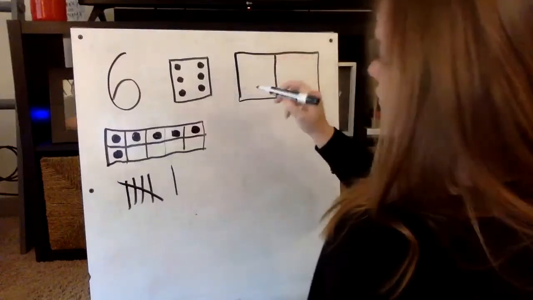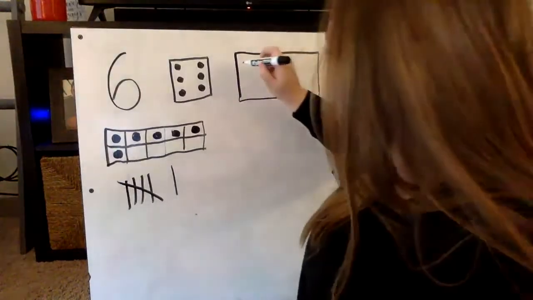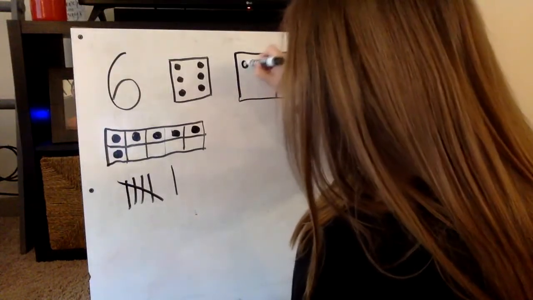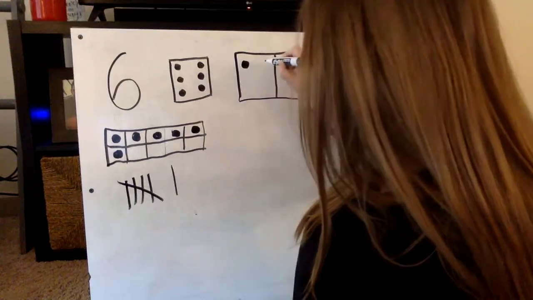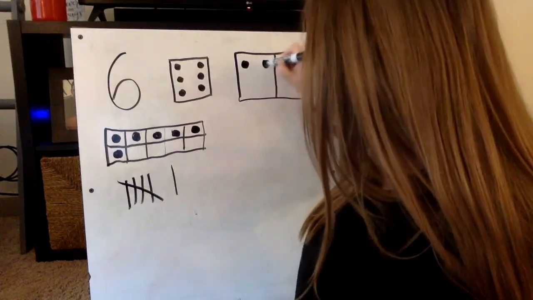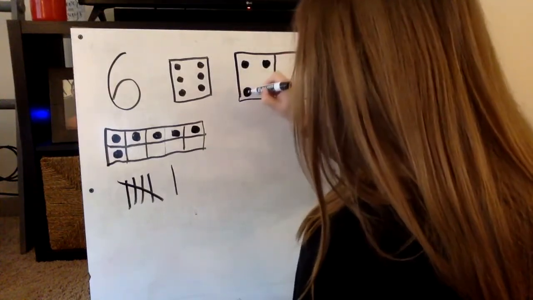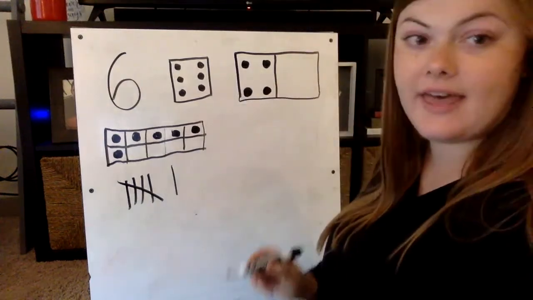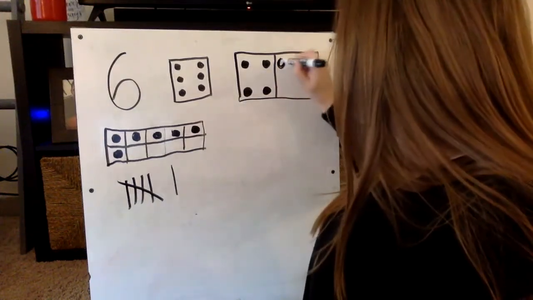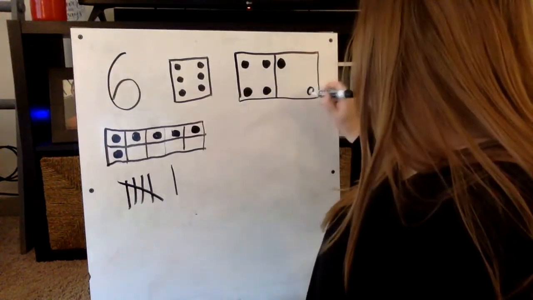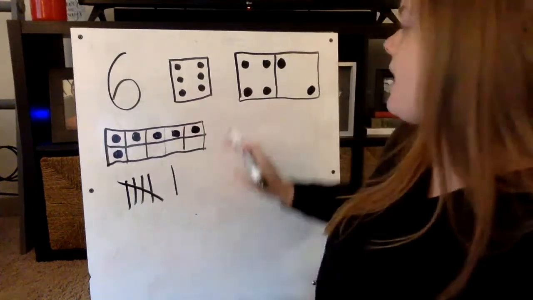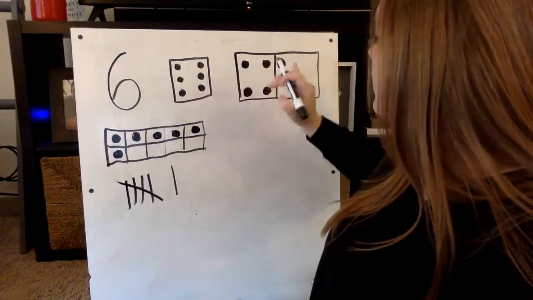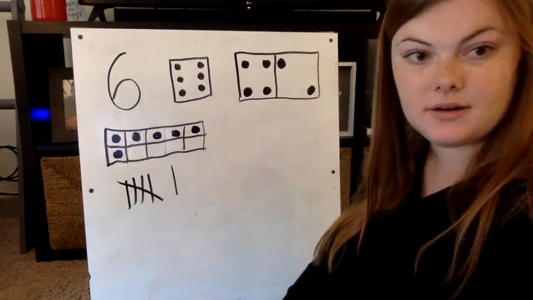6. And we could do it any way. So what I'm going to do is I'm going to put 1, 2, 3. I'm going to put 4 in that square. And I'm going to put 2 in this square. And that would make 1, 2, 3, 4, 5, 6.